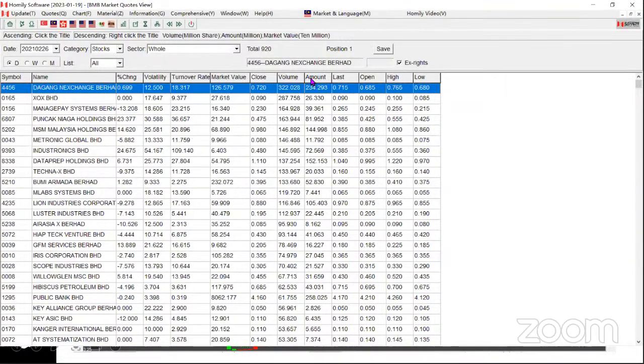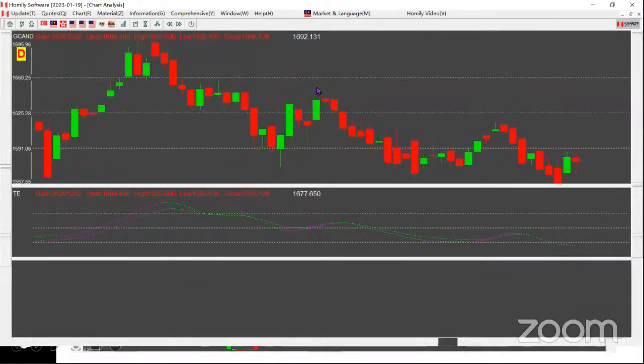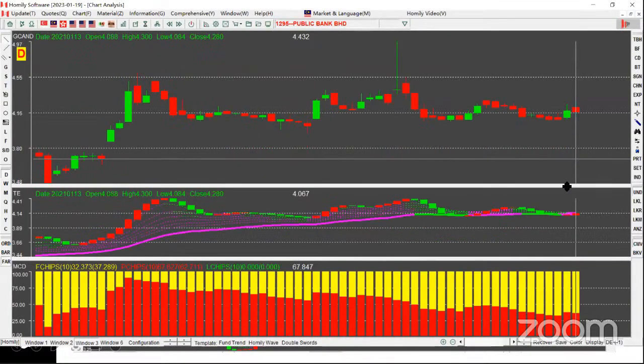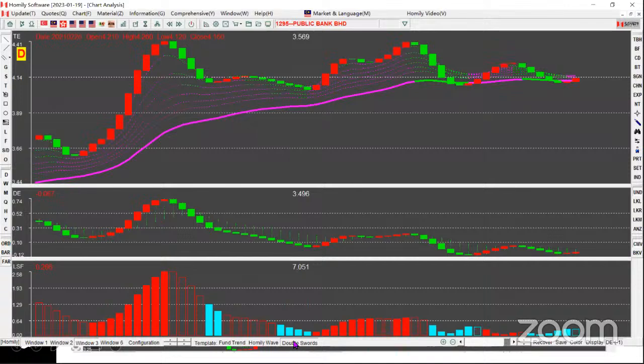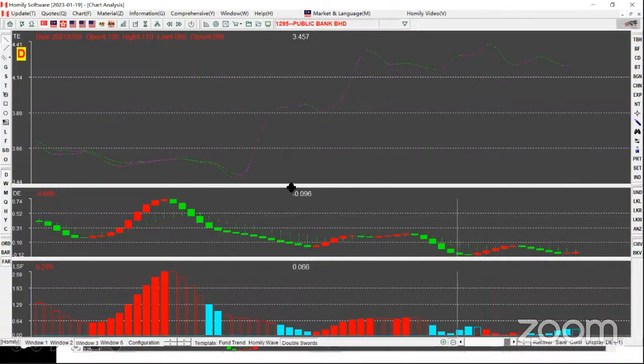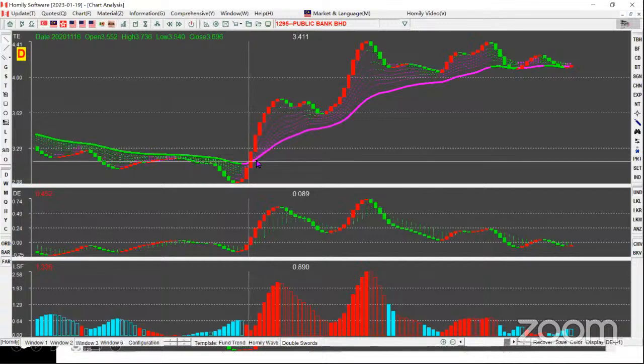So I right click on amount. You see today the top one is Public Bank. So I double click. Then how to open double source? Just click here. Then I see double source. So we just learned double source and how to apply.